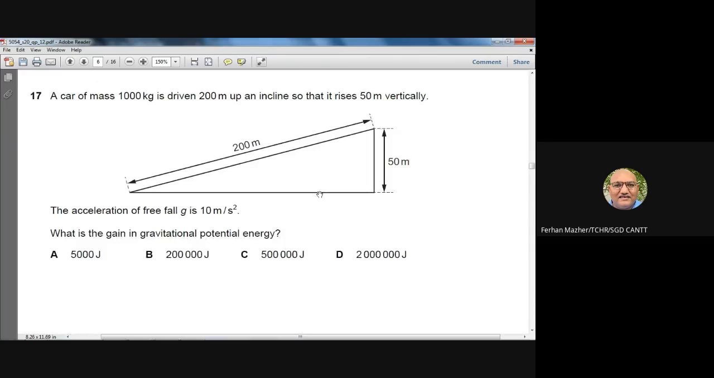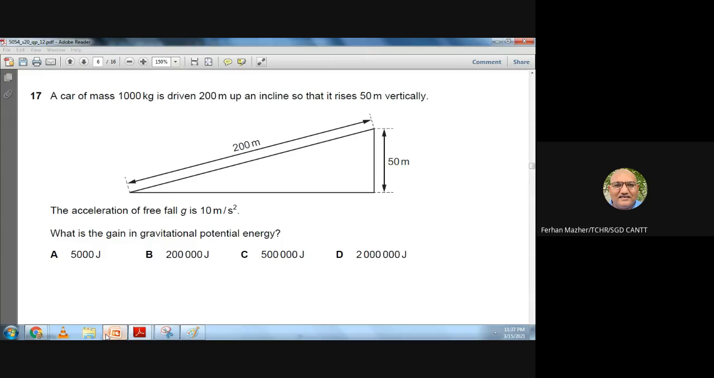A car of mass 1000 kg is driven 200 meters up an incline so that it rises 50 meters vertically. The acceleration of free fall g is 10 meters per second squared. What is the gain in the gravitational potential energy? Gain in the potential energy is mgh, where h means the vertical height gain. That's 50 meters.